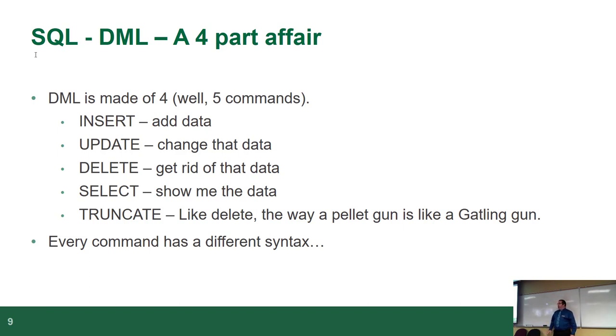Let's say you have a table with 10 million rows in it. It might take 20 or 30 seconds to delete all 10 million rows. Truncate will do it in about a tenth of a second. What does it do? It basically goes to the table and says, there is no data.